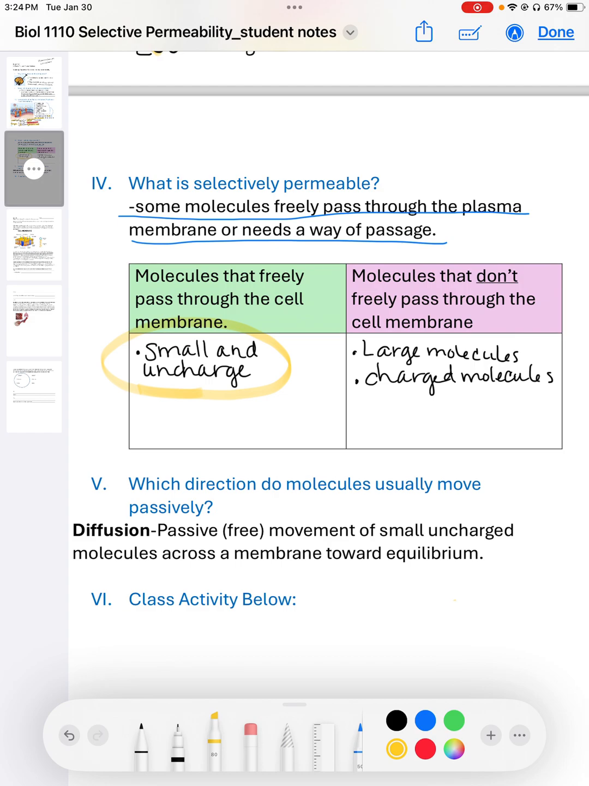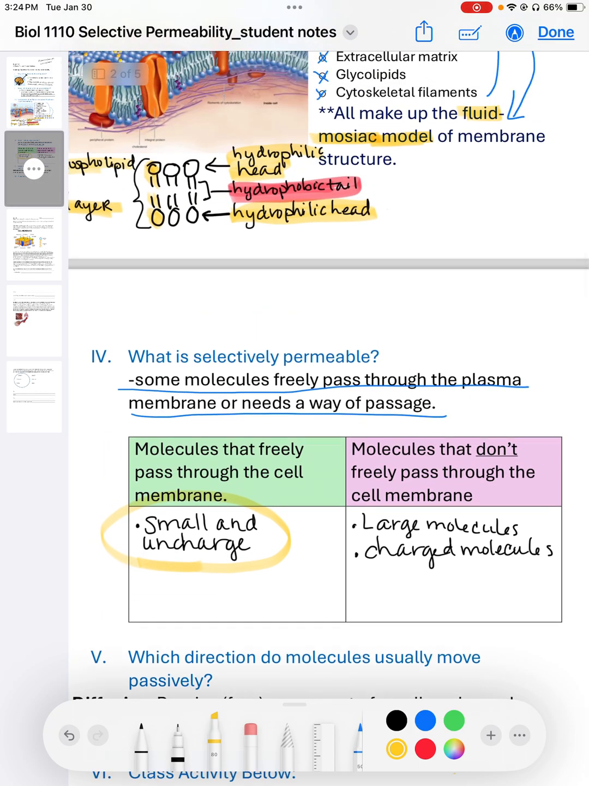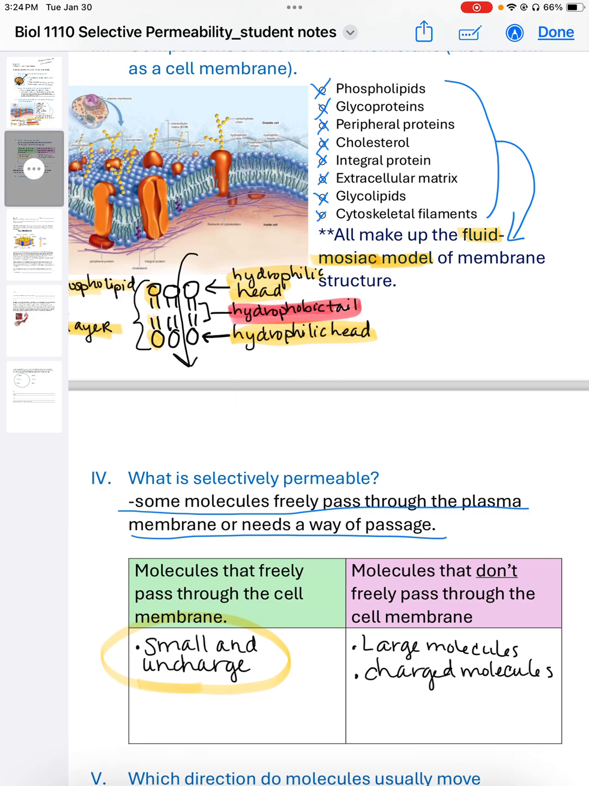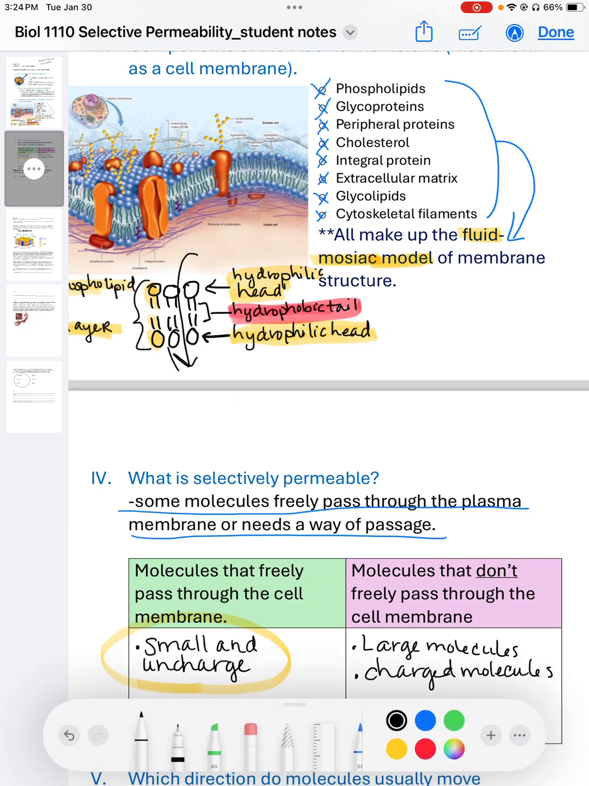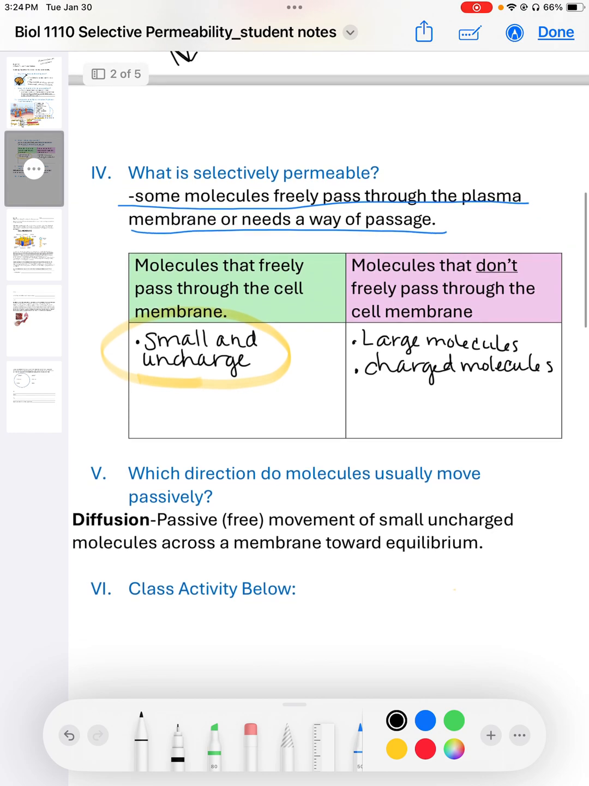Oh, I don't know why my brain's going back and forth. What I mean is, if it's small and uncharged, it's going to be able to make its way through this phospholipid membrane to the inside and the outside, because they're able to shimmy their way between the hydrophilic head and the hydrophobic tail. It's when they are large molecules that they have trouble getting through.